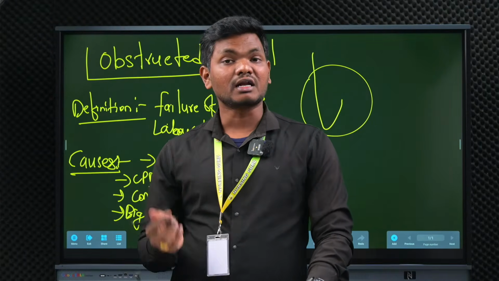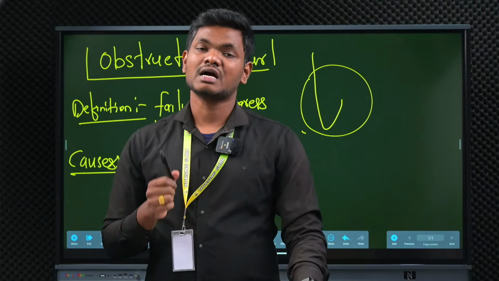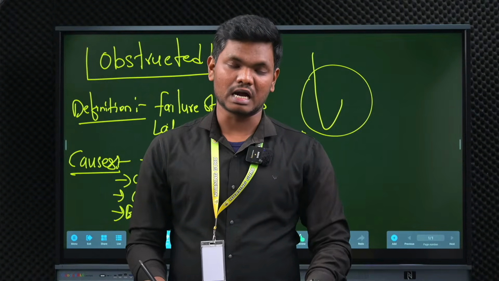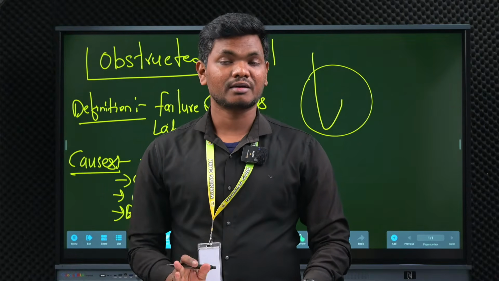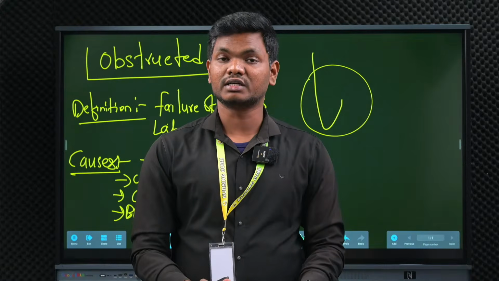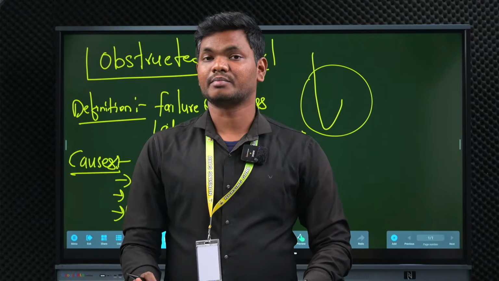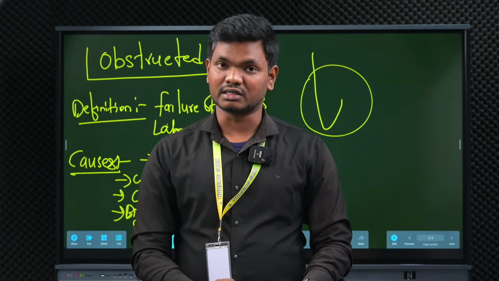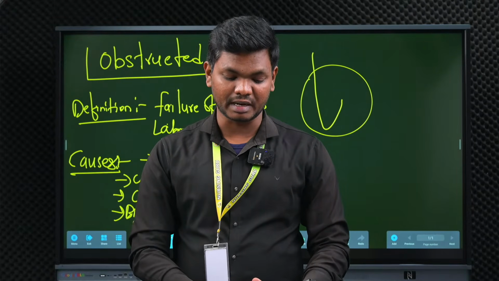And you also have to perform auscultation to identify the fetal heart rate. So what is the normal fetal heart rate? That should be 120 to 160 beats per minute. So that should be checked in the diagnosis. So this is how the diagnosis will be made.